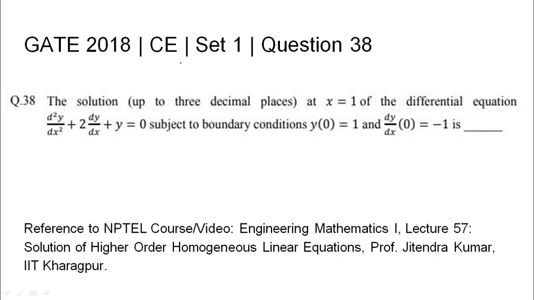GATE 2018 Civil Engineering Set 1 Question 38. The solution at x equals 1 of the differential equation d2y by dx2 plus 2 dy by dx plus y equals 0, subject to boundary conditions of y(0) equals 1 and y'(0) equals minus 1 is. The relevant NPTEL reference has been cited.